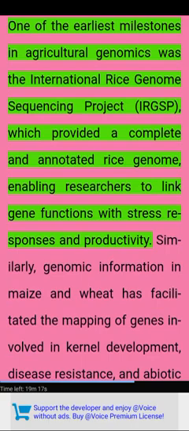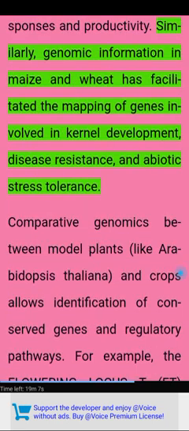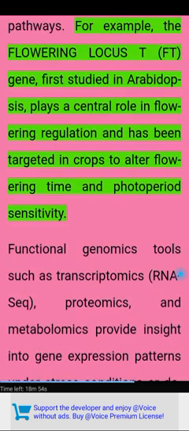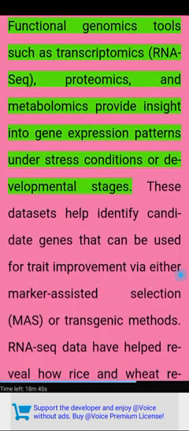One of the earliest milestones in agricultural genomics was the International Rice Genome Sequencing Project (IRGSP), which provided a complete and annotated rice genome, enabling researchers to link gene functions with stress responses and productivity. Similarly, genomic information in maize and wheat has facilitated the mapping of genes involved in kernel development, disease resistance, and abiotic stress tolerance. Comparative genomics between model plants like Arabidopsis thaliana and crops allows identification of conserved genes and regulatory pathways. For example, the flowering locus T (FT) gene, first studied in Arabidopsis, plays a central role in flowering regulation and has been targeted in crops to alter flowering time and photoperiod sensitivity.